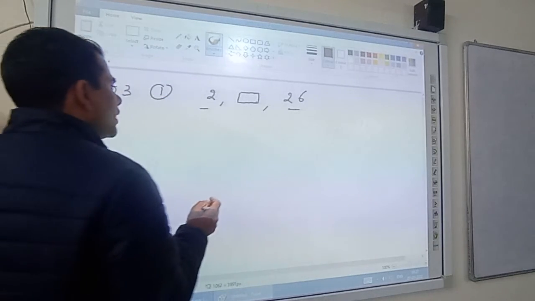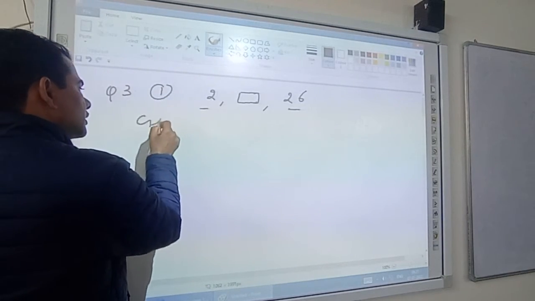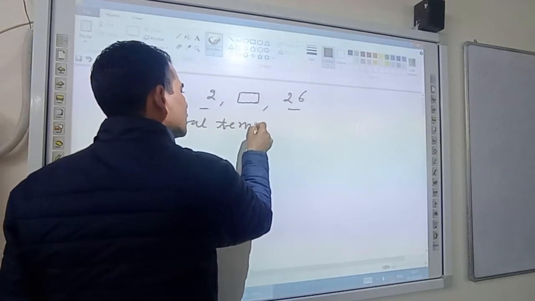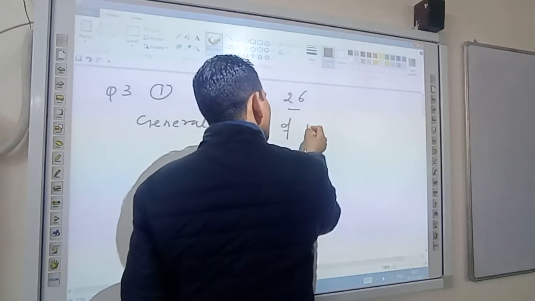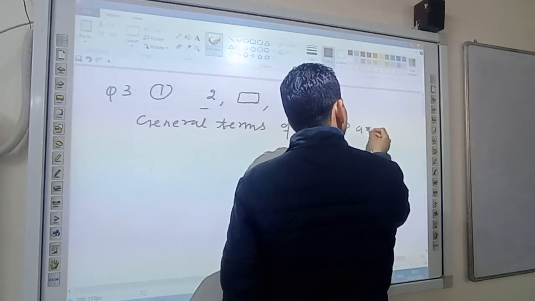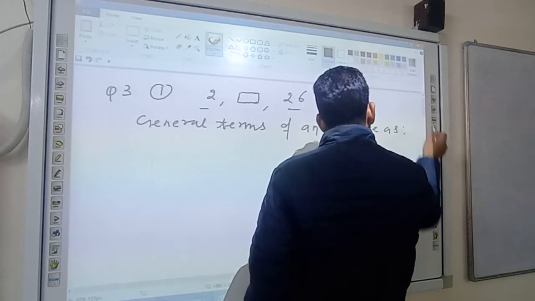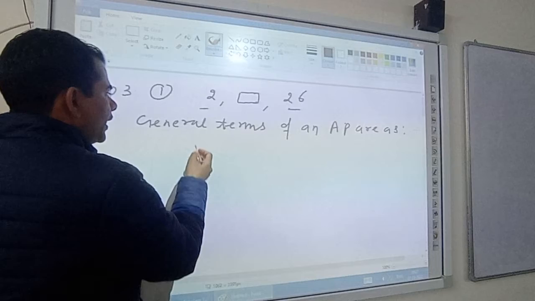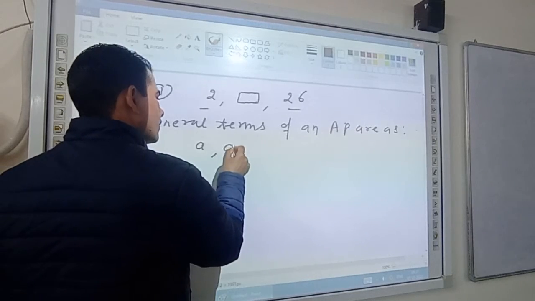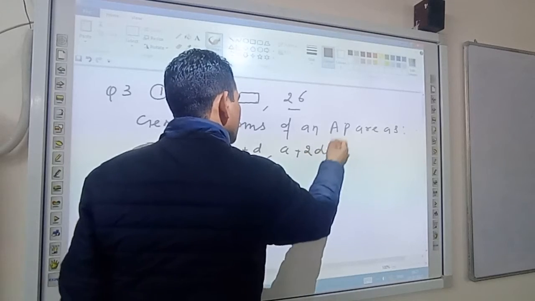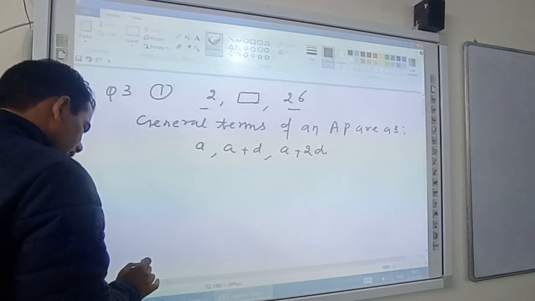General terms of an AP are a, a plus d, a plus 2d, a plus 3d. What are the general terms of an AP? A, a plus d, a plus 2d, a plus 3d. Very good, very good.